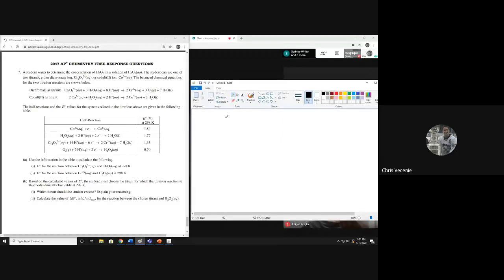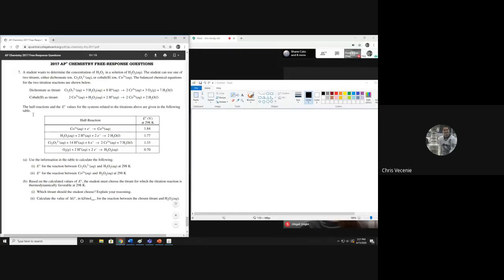It said a student was determining the concentration of H2O2 in a solution. They can use one of two titrants, either dichromate ion, the Cr2O7, or the cobalt-2 ion, Co2+. And the balanced chemical equations for each of the titrations are shown below. So here's what it looks like if we use the Cr2O7 titration. And here's what your overall equation is if we use the Co2+ for the reaction. And notice they both have the H2O2 in it because that's what they're trying to figure out.